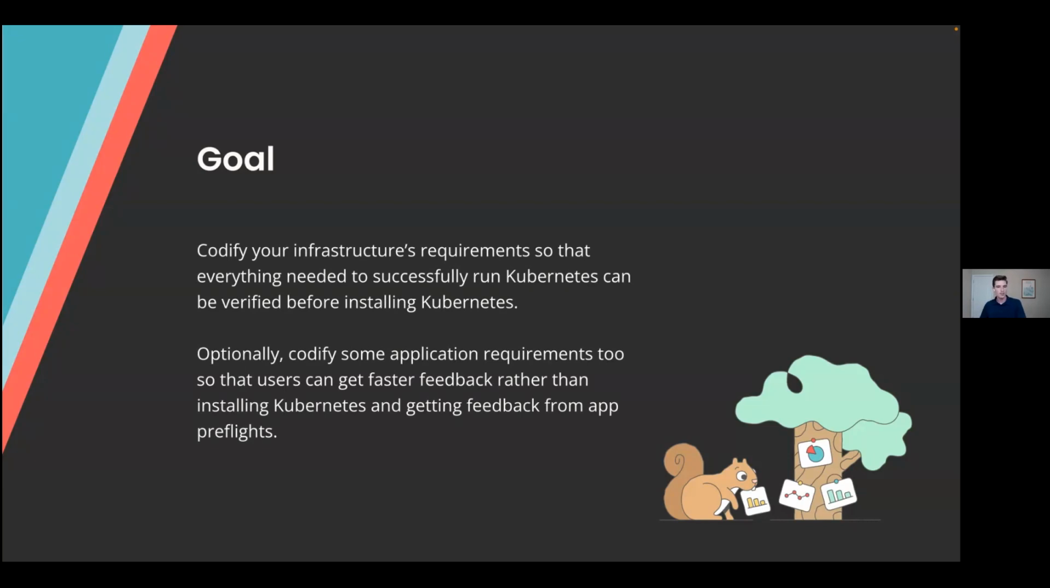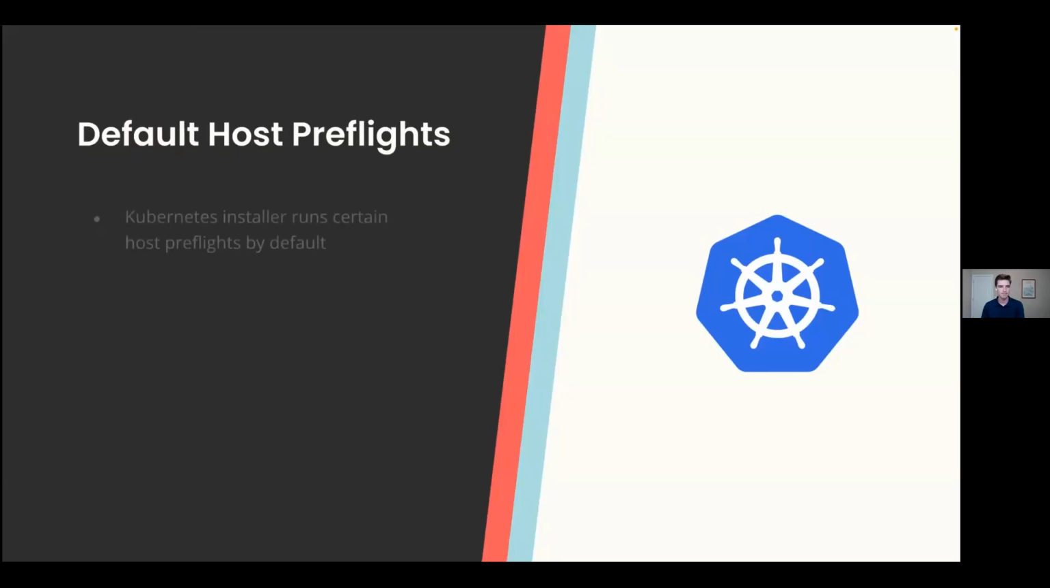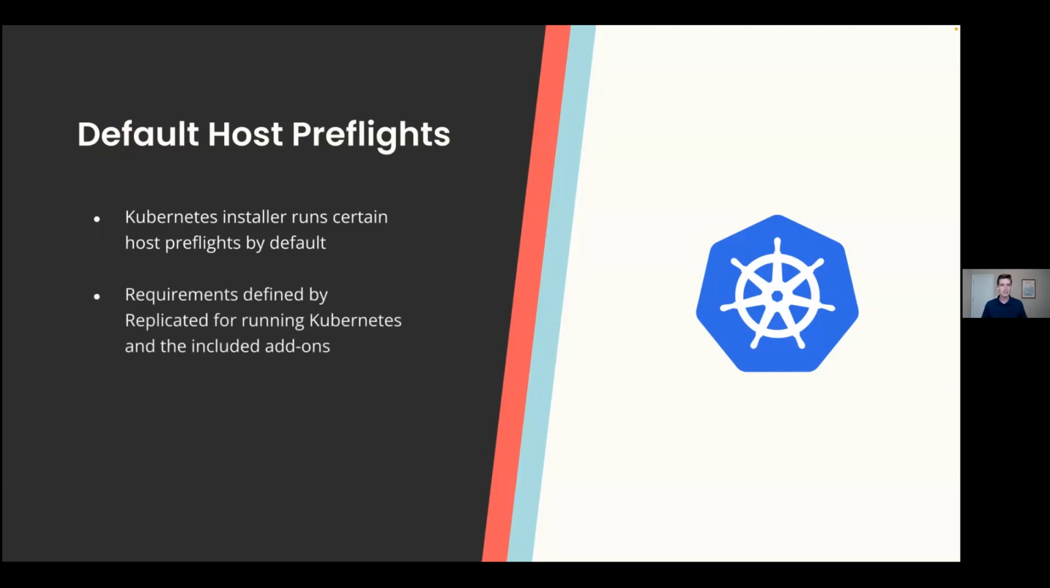So some people are actually using host preflights to front load some of their application requirements as well, so that they can detect that more quickly and prevent people from wasting their time installing Kubernetes on a machine that isn't going to support their application. So there's default host preflights that run obviously by default, and these are defined by us at Replicated for what we think is required for running Kubernetes and the add-ons that are included in the installer. And these can either be ignored, they can be disabled, added to, fully customized.